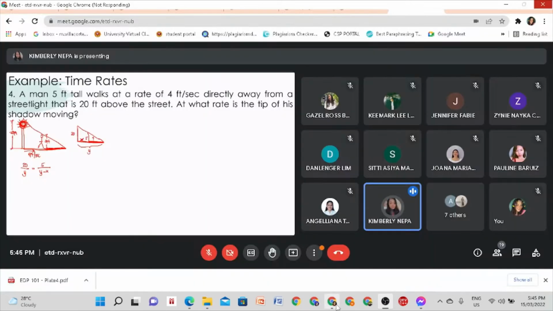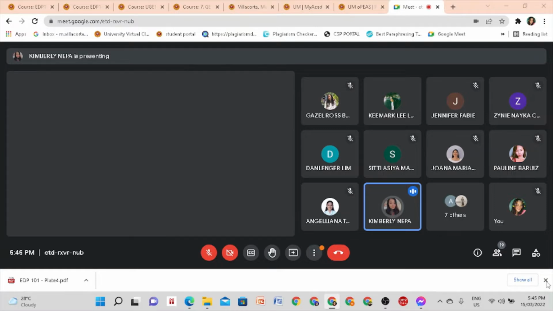At what rate? So that is dy over dt. Okay? Now, how can we isolate our y from here? We've already got the equation, but how can we isolate? How can we make this equation linear? Cross multiply, po, ma'am. Cross multiply, yes.